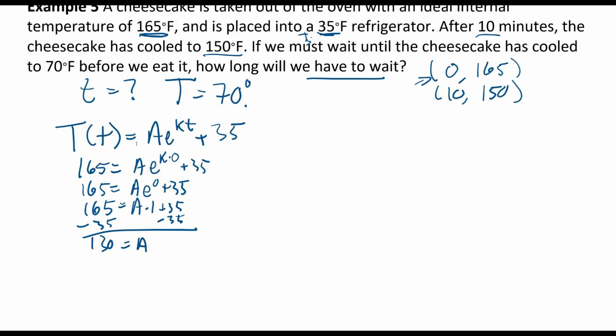And that's what they kind of told us in the beginning. It's the difference between the ambient temperature and the temperature that it starts with. So we probably could have started with that. So T of t is equal to 130 times e to the kt plus 35. Now we have another data point right here, this 150. So that means it's 150 degrees after 10 minutes.